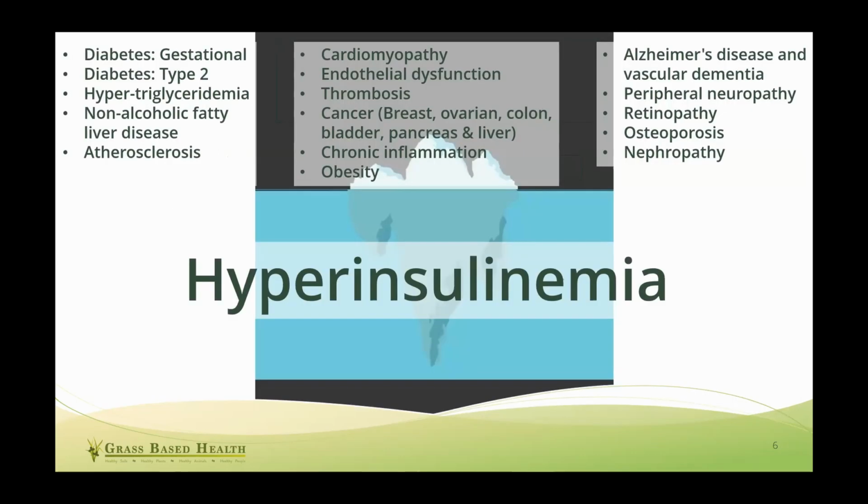In an illustration that I first saw on Dr. Michael Eades's Protein Power blog, he ascribed hyperinsulinemia to be the part of the iceberg that is underwater, the majority, the 80% or so, while the symptoms that are listed above the water are what we see, but they all have their root in hyperinsulinemia. This list is drawn from the previous slide in Dr. Croft's 2015 paper.